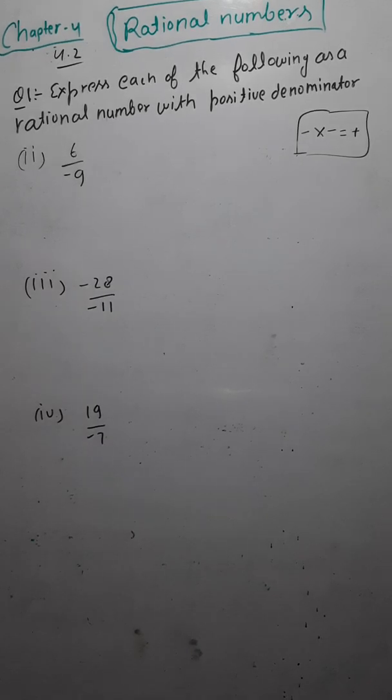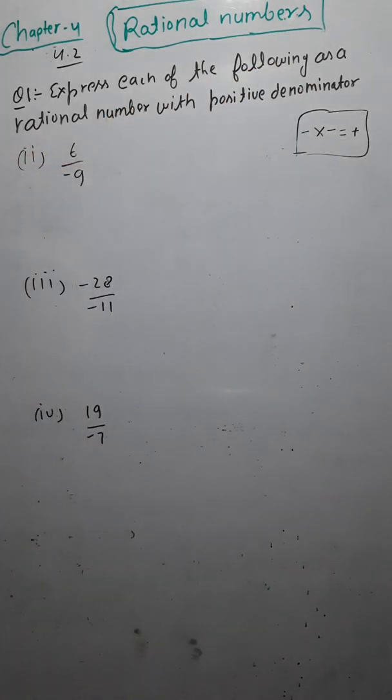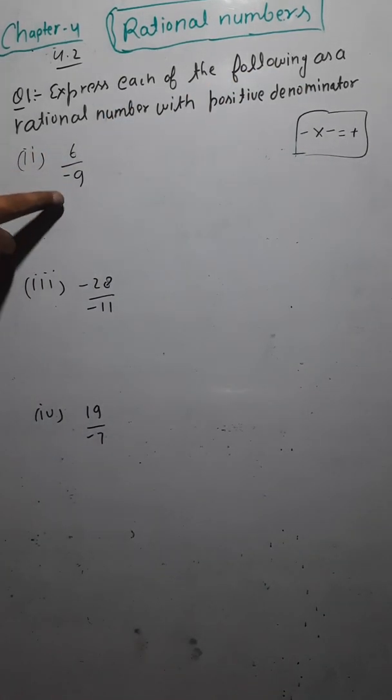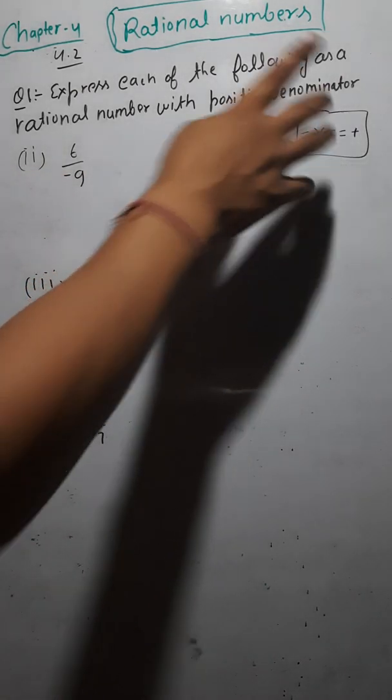Now the second part of the question. Question is 6 by minus 9. Here also this minus 9 you have to change into the positive denominator. It is a negative denominator. You have to convert it into positive. So how would you convert? By multiplying it by minus 1. Get it? Because minus multiply minus would become plus.